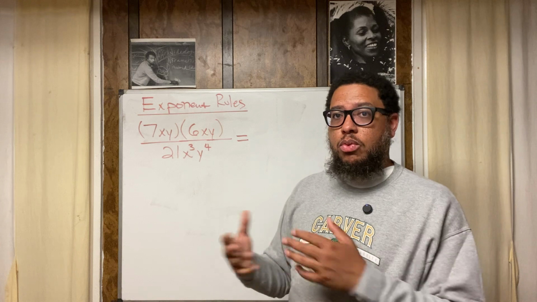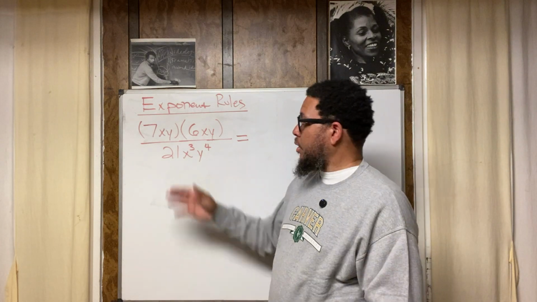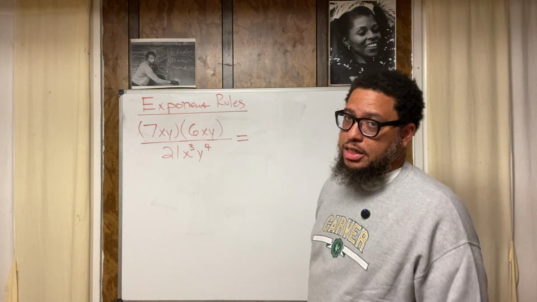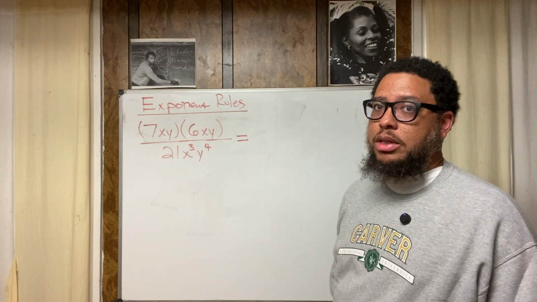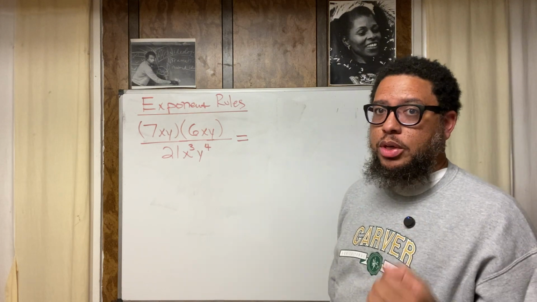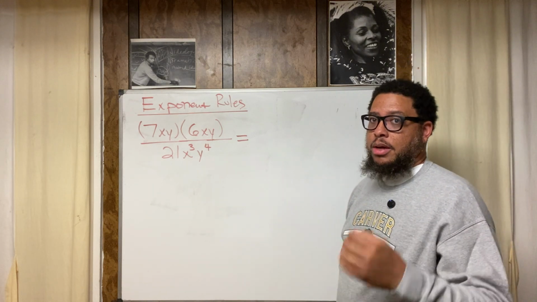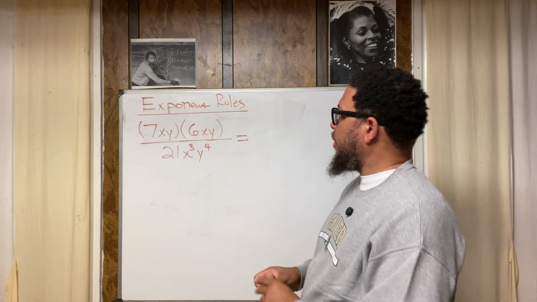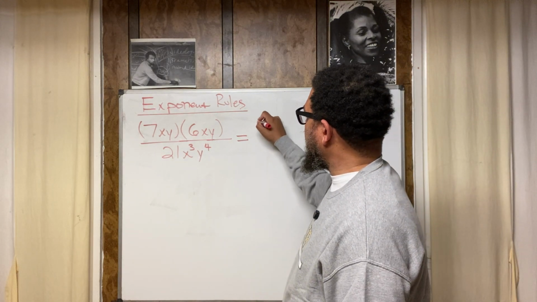When we're doing multiplication or division, we multiply or divide the coefficients first. So what's 7 times 6? Make sure you don't need a calculator to get that. Make sure you know 7 times 6 from memory is 42. That's important. Make sure that you have your multiplication facts memorized. So 7 times 6 is 42.